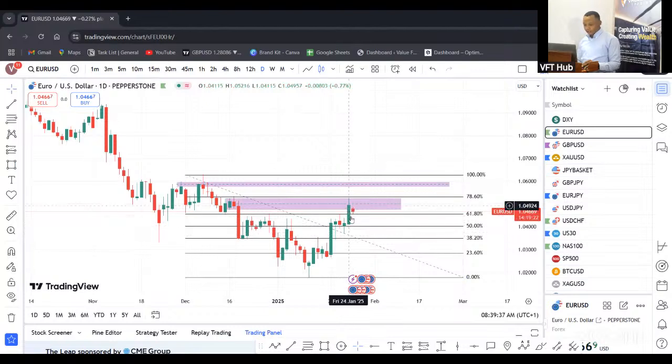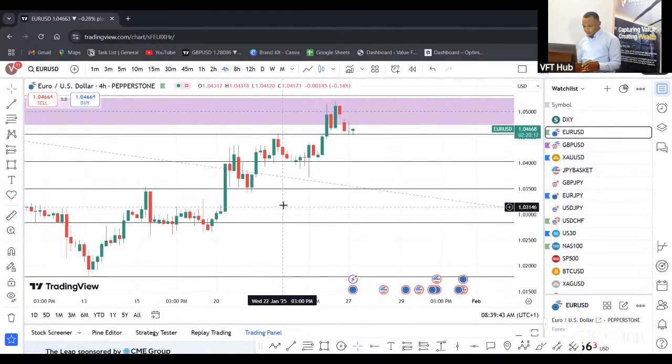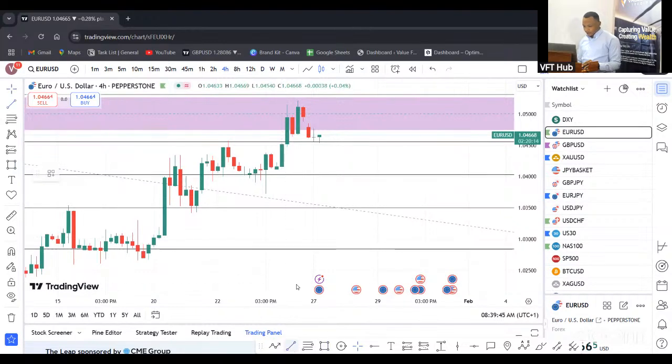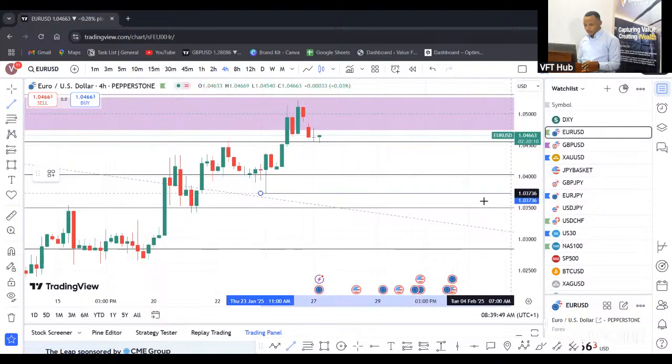However, before price starts selling, we want to see more confirmation on Euro USD. Now let's look at the 4-hour time frame. And on the 4-hour time frame, you can see that clearly price hasn't broken structure, so we are still bullish on Euro USD on the intraday basis.